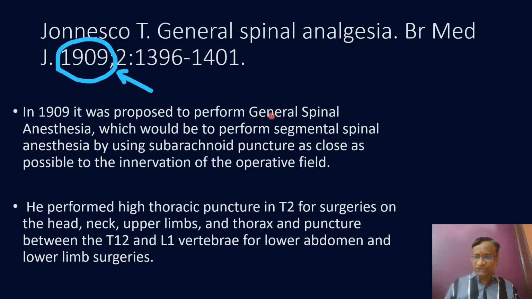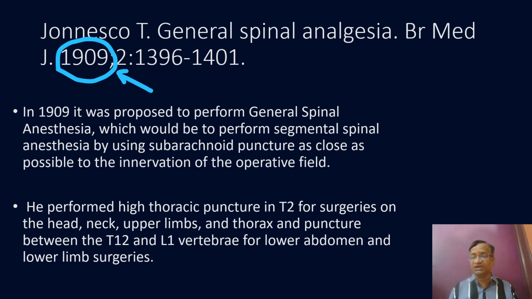Now it is not just new. It starts from 1909. General spinal anesthesia was performed segmentally by using a puncture as close as possible to the innervation of the operative site. If your operation is at this level, puncture at T6. This was proposed in 1909 by Jonesco. He performed the thoracic spinal puncture at T2 for upper limbs and between T12 for lower abdomen. This is what he did in 1909.